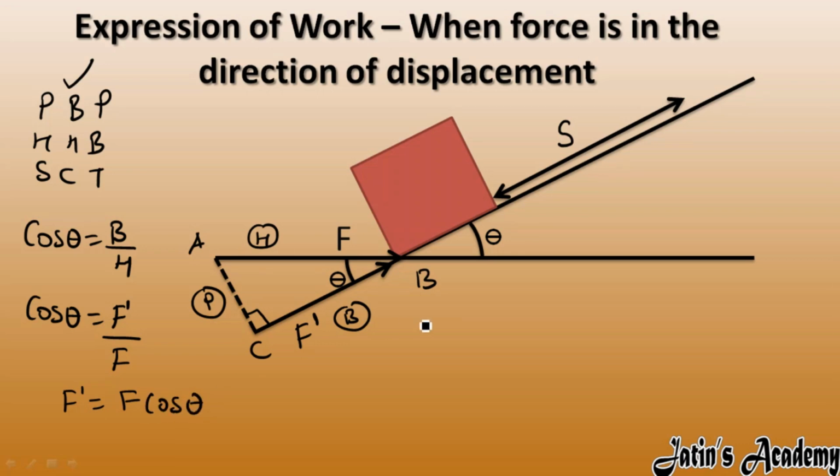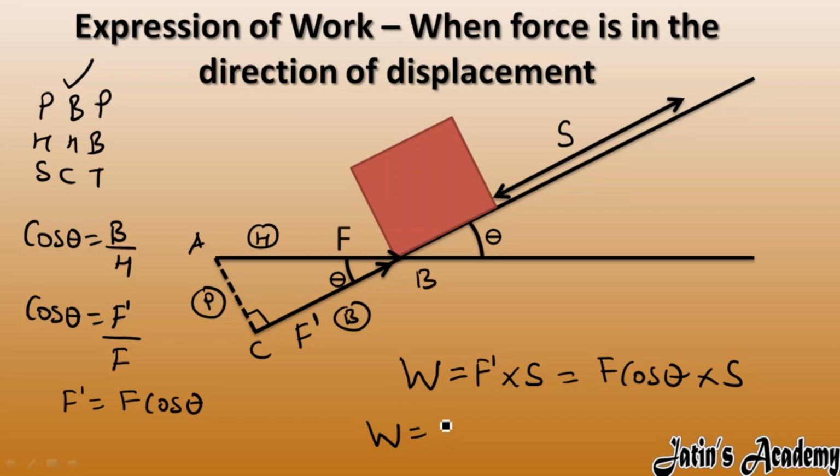So what is the formula of work done? Work done formula we have: force in the direction of displacement into displacement. Here we are taking this displacement, and force we are taking in the direction of displacement. F dash value we have F cos theta into S. So this is the formula we got, similar to the previous formula, that is Fs cos theta, or you can also write W as F cos theta S, which is already written.